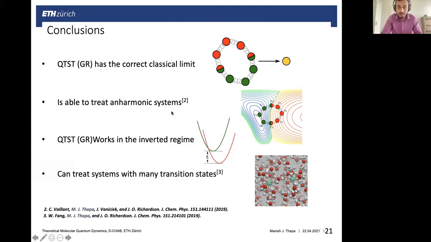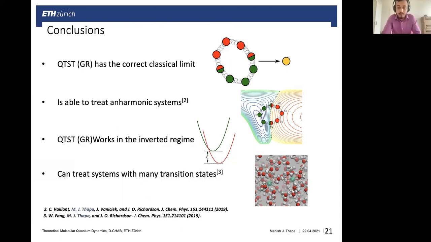It's able to treat anharmonic systems because it doesn't make any kind of harmonic approximation for quantum fluctuation. There was an integral, right, there, instead of just evaluating your quantum Boltzmann operator at an instanton configuration. So it is able to account for higher order quantum paths. And GR-QTST works in the inverted regime without needing any kind of extrapolation.